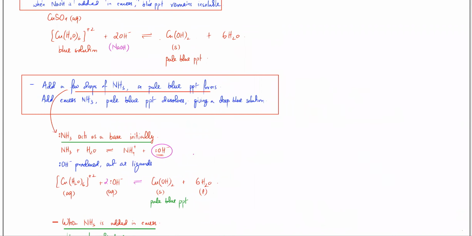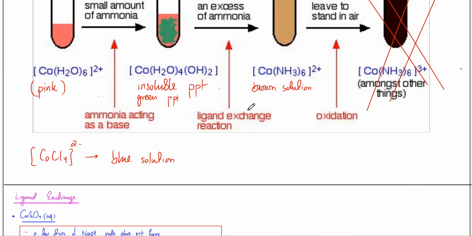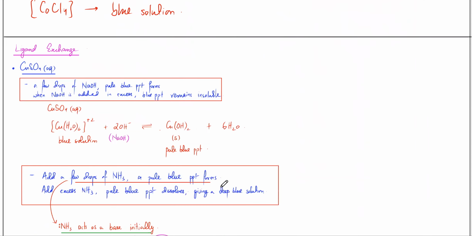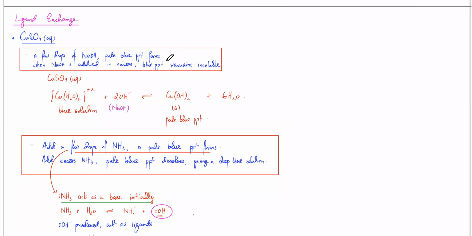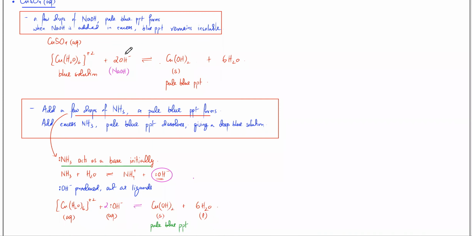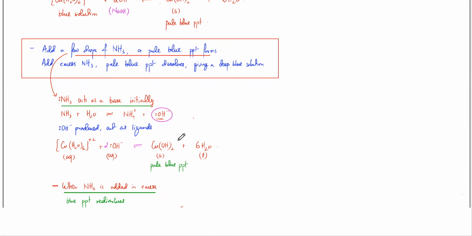And this is what I was talking about, the ligand exchange reaction equations. So when you add a few drops of NaOH, what happens? OH ions come in, the copper water molecules get replaced, copper hydroxide is formed, and it's a pale blue precipitate, insoluble in excess. When you add a few drops of NH3, again a pale blue precipitate forms.